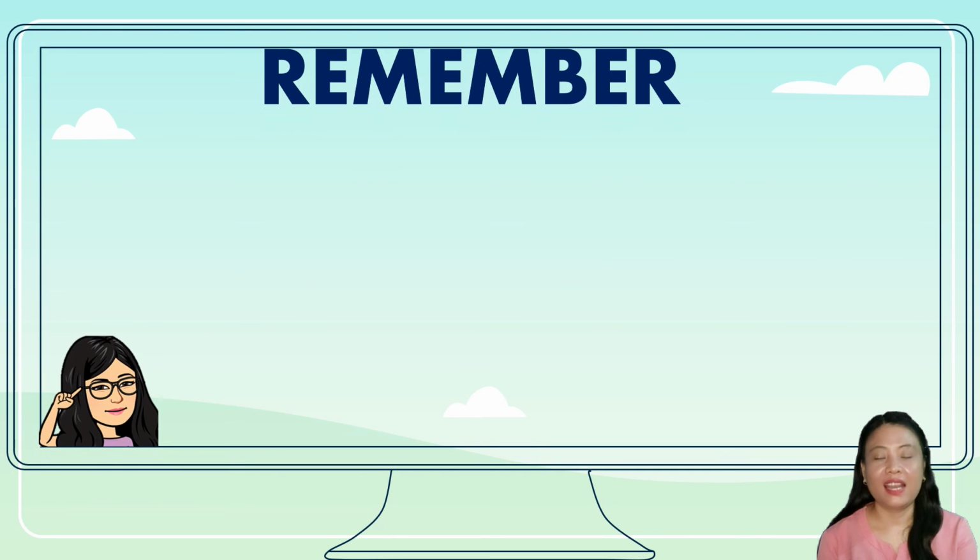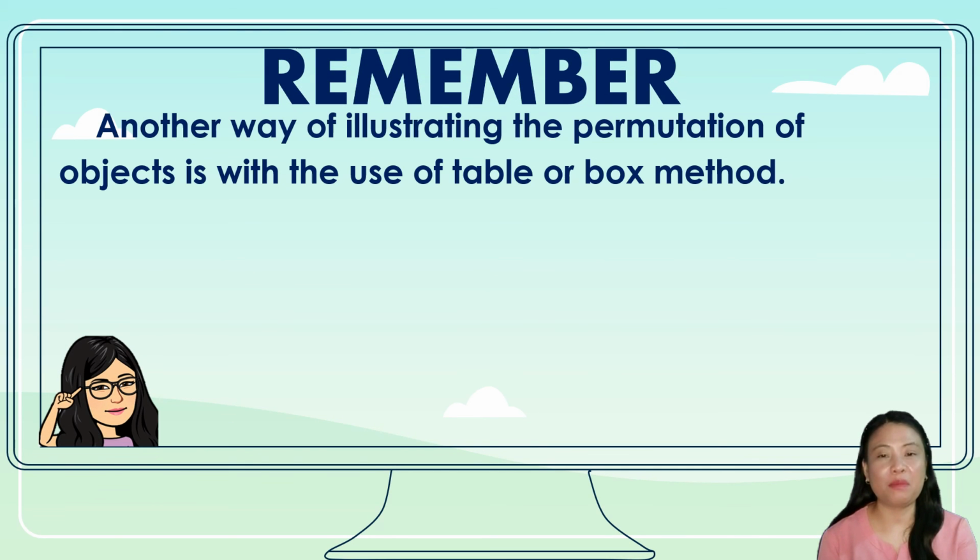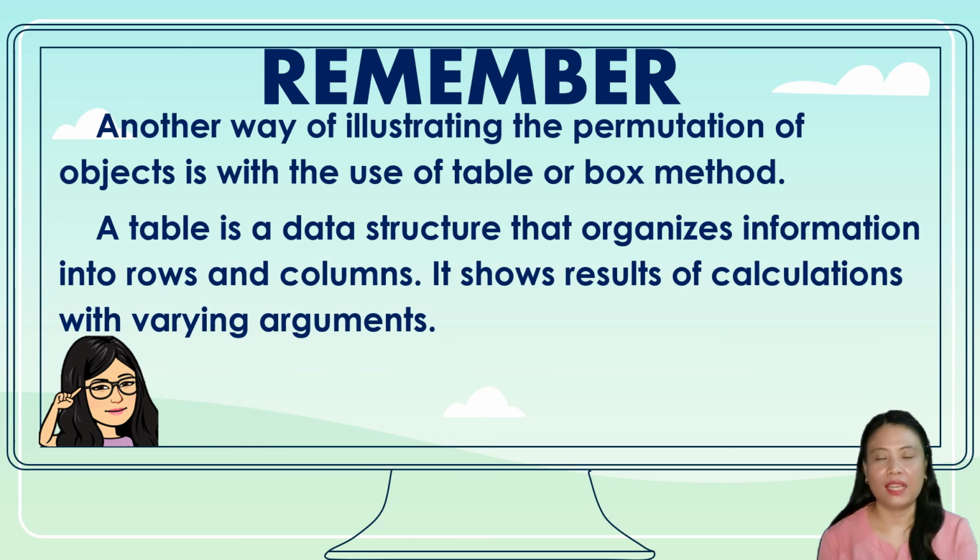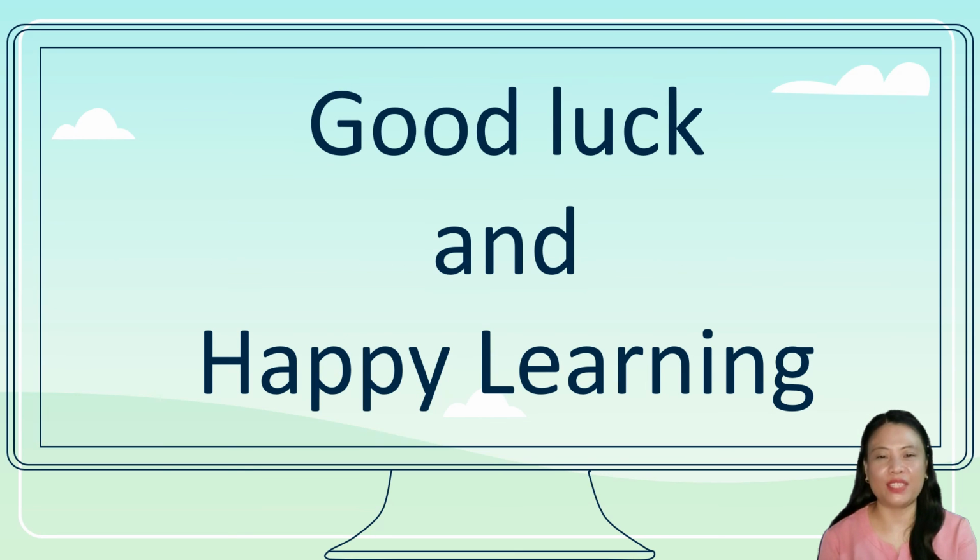Remember, another way of illustrating permutation of objects is in the use of table or box method. A table is a data structure that organizes information into rows and columns. It shows result of calculations with varying arguments. And that ends our lesson for today.